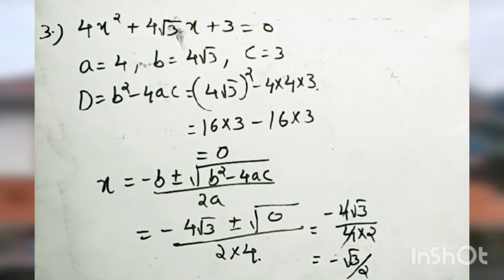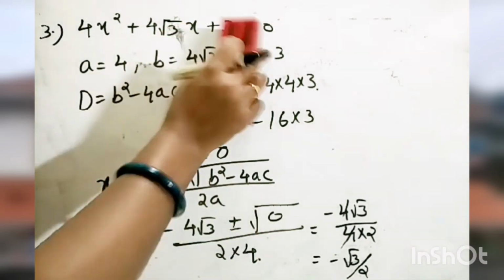Since it is a quadratic equation, it should have 2 roots. All the quadratic equations will possess 2 roots. So here we got minus root 3 by 2. That means this minus root 3 by 2 repeats 2 times. That's why we are concluding if b square minus 4ac is equal to 0, 2 equal real roots. The roots are minus root 3 by 2 and minus root 3 by 2. Next one.